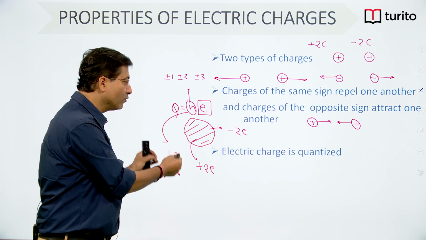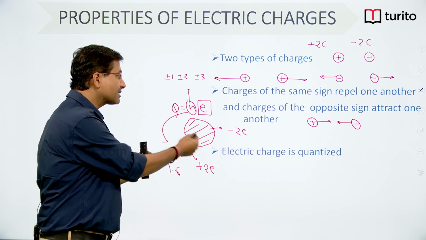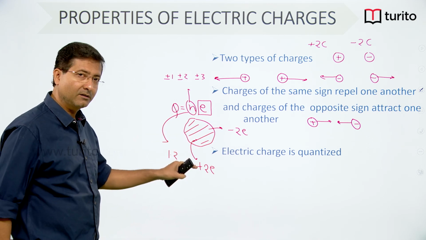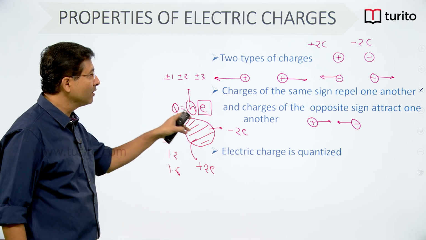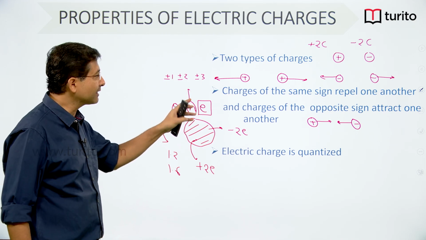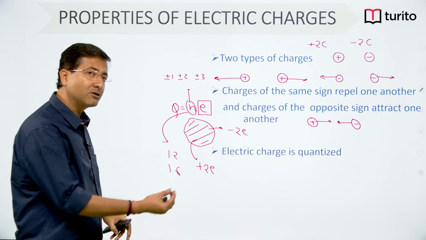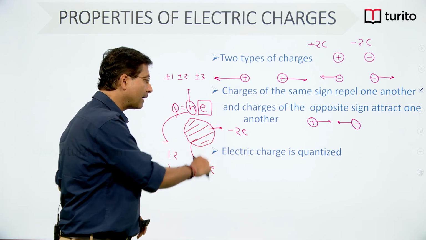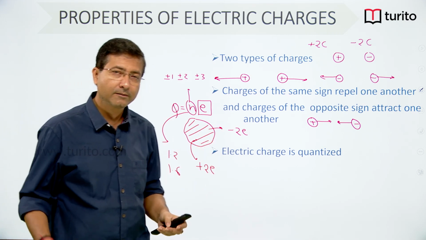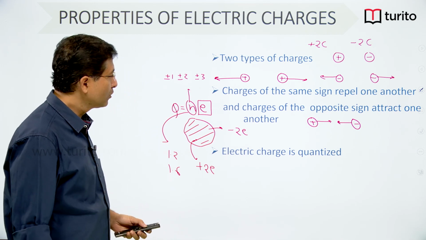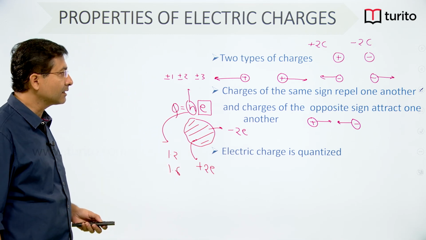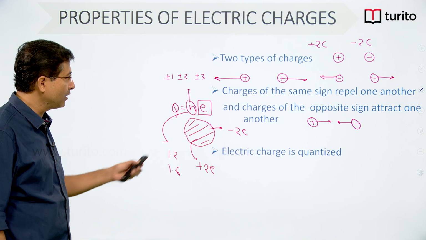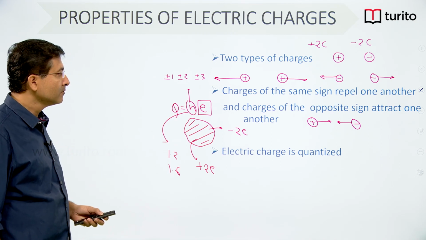I cannot remove charge less than 1e from the body. So that is why the least possible value is e. Either it can be plus or minus, that depends on whether I have given the charge or I have taken charge from the body, right. So this is how electric charge is quantized. I hope this concept is clear.